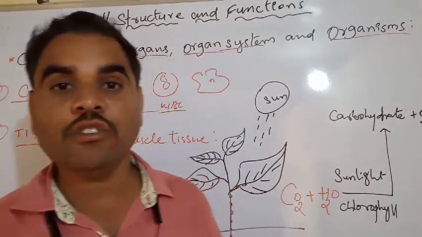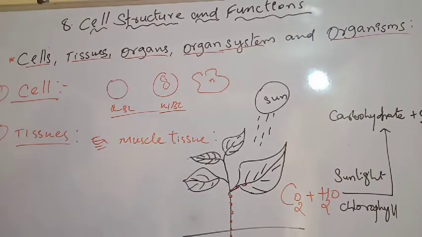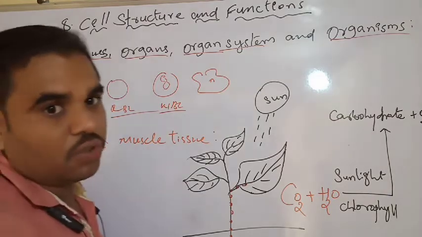Then there are the tissues: muscle tissues, cardiac tissues, connective tissues. Blood is a connective tissue, connecting one cell to another and transporting nutrition and oxygen from our heart to various parts of our body. This is like connective tissue.